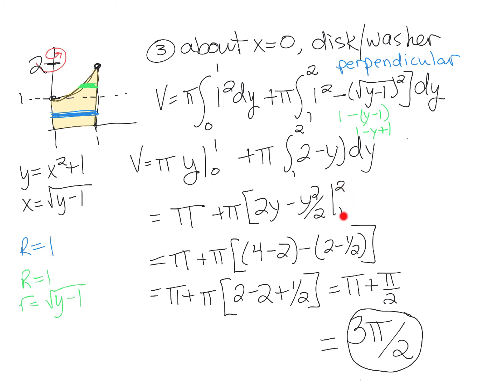When I go to the 1, I'm going to plug it in here and get a 2. Plug it in here, I get a half. Remember, you're subtracting the top minus the bottom. So that minus gets distributed here. So this is a 2, this is a minus 2, and that gives me plus 1/2. That means this whole thing is just 1/2. So I end up with the pi in the front, and then the pi over 2. Put them together, I get 3 pi over 2.